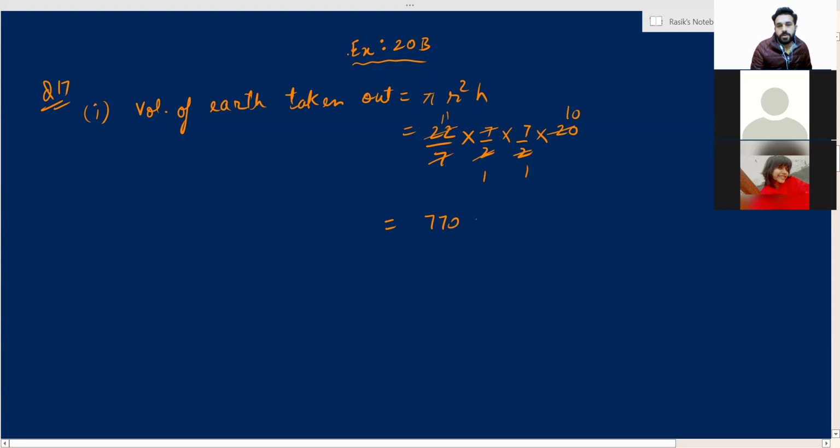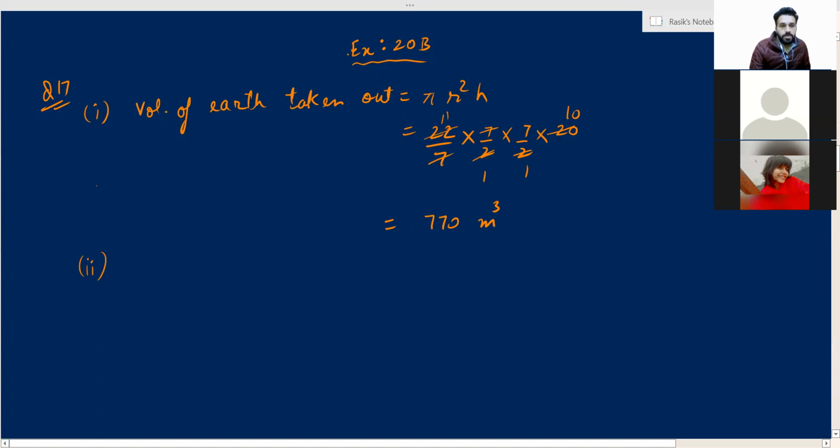So 770 meter cube is the total volume of earth that is taken out. First part over. Second part, find the height of the platform. It will look like a platform if you put all the mud on a rectangular plot. The level rises a little, so that is known as a platform. So you have to find the height of that platform.